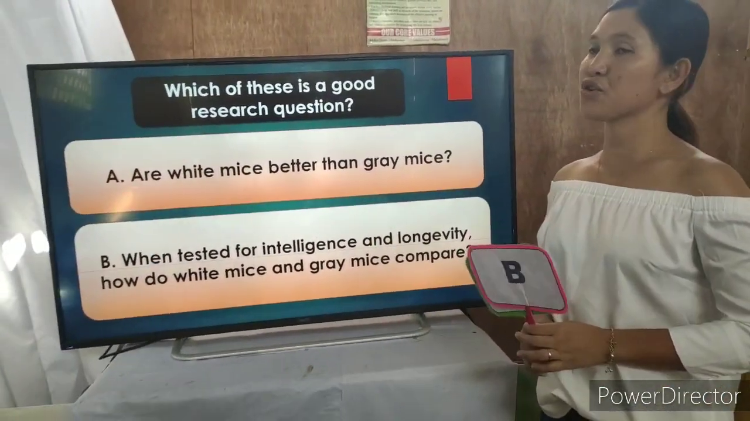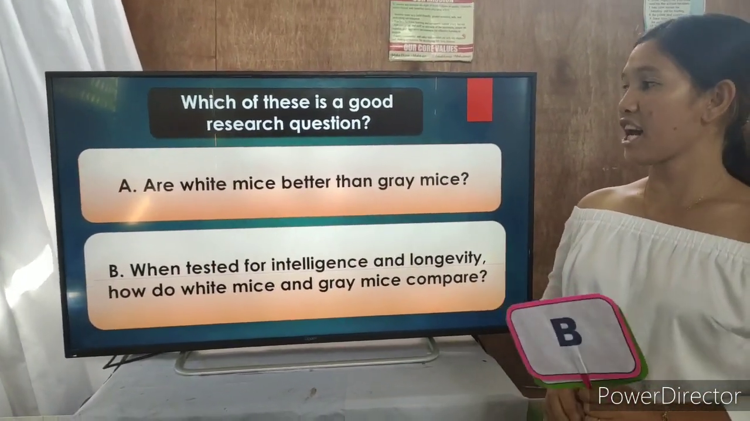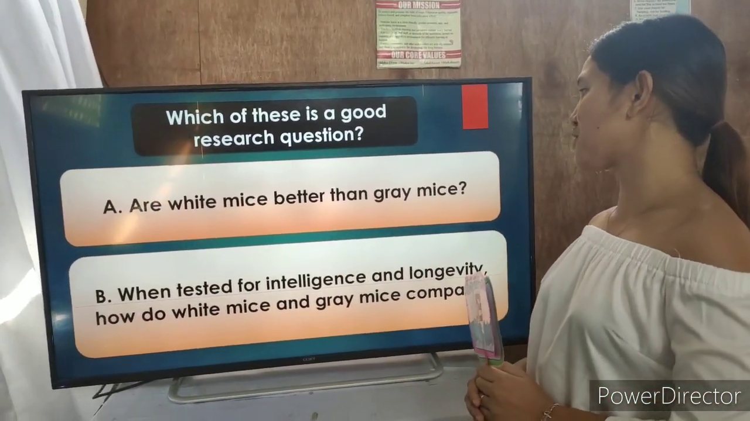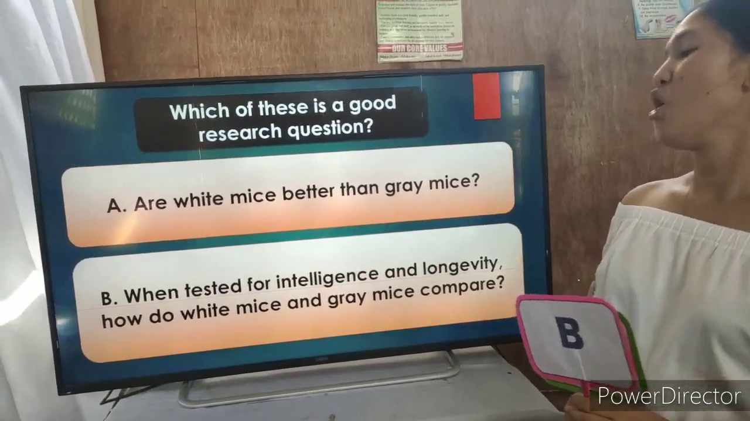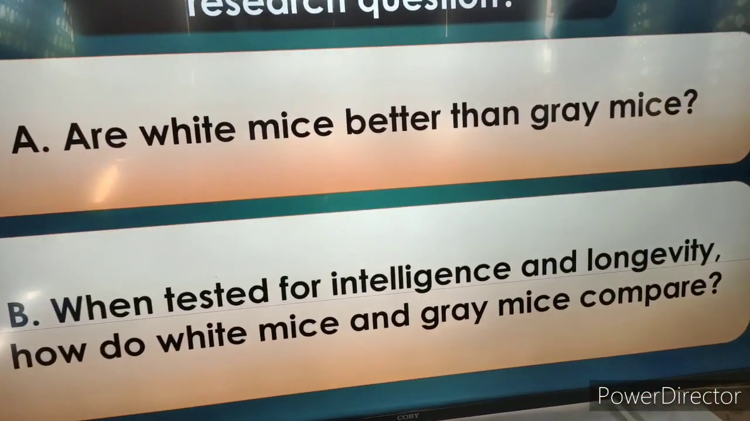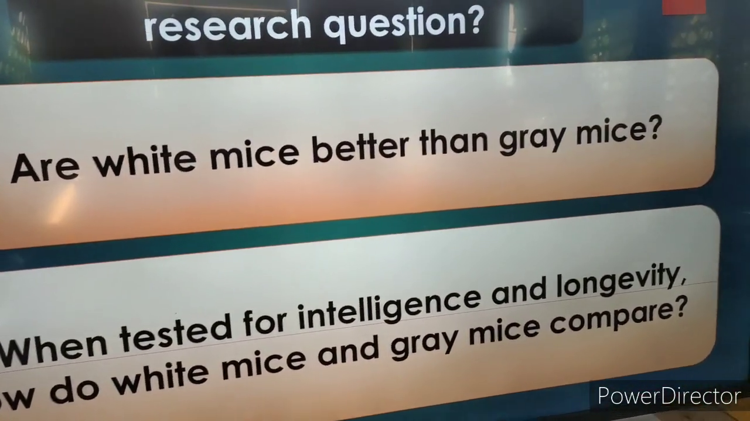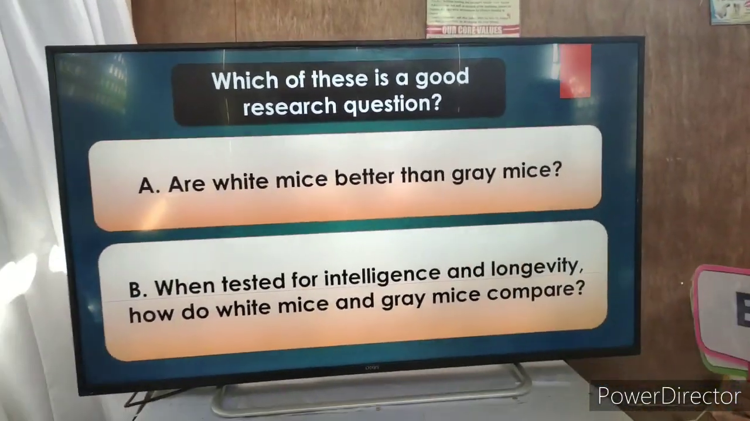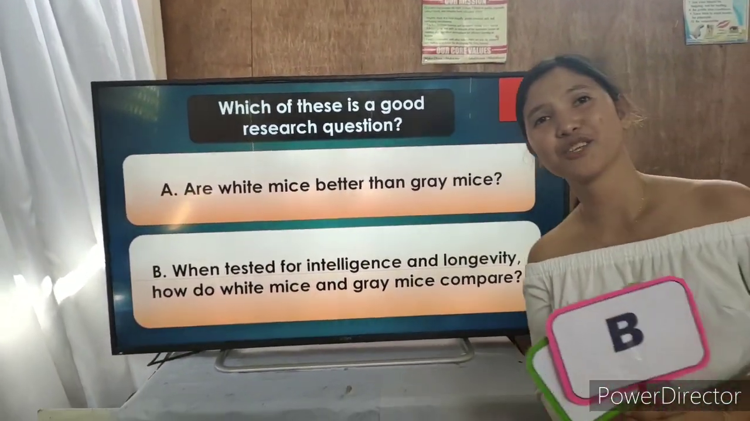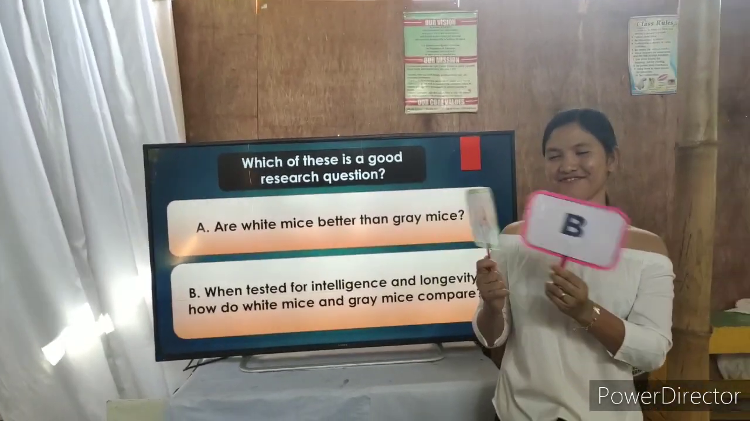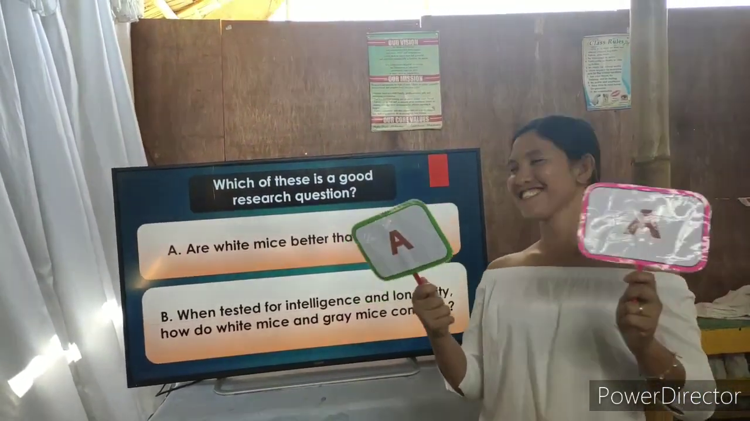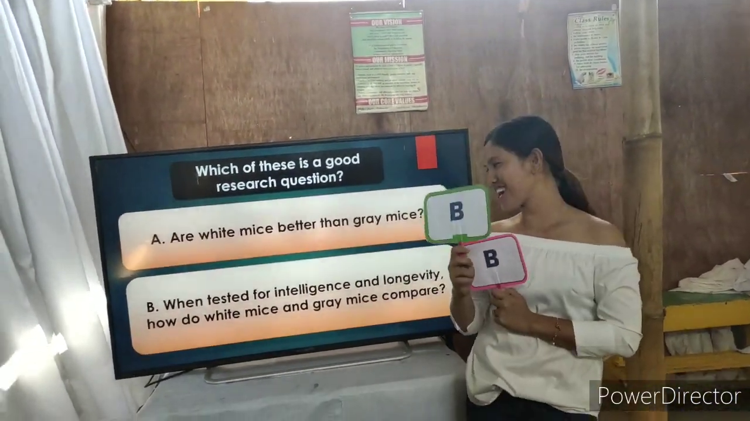Which of these is a good research question? A. Are white mice better than gray mice? B. When tested for intelligence and longevity, how do white mice and gray mice compare? So what is the answer? Letter B! Correct.